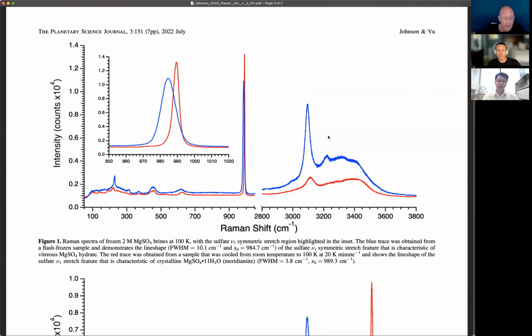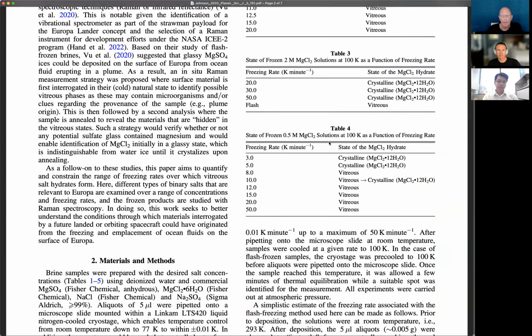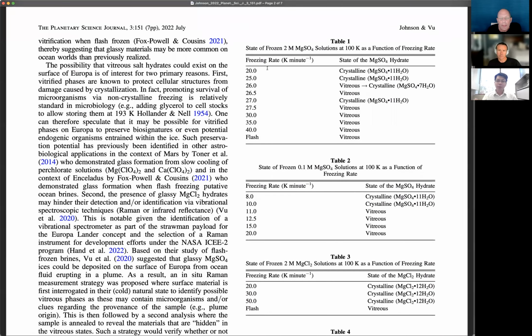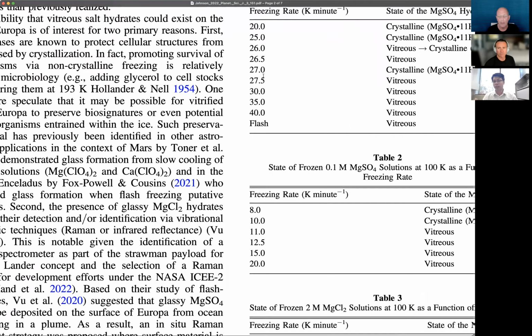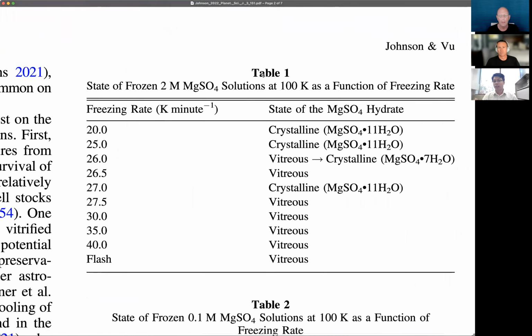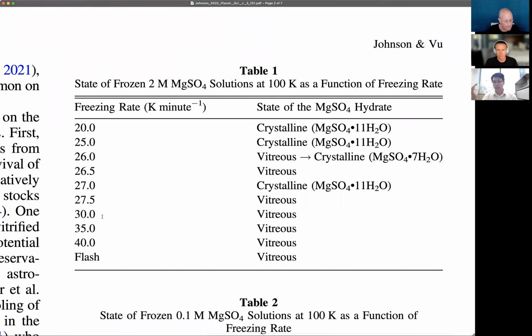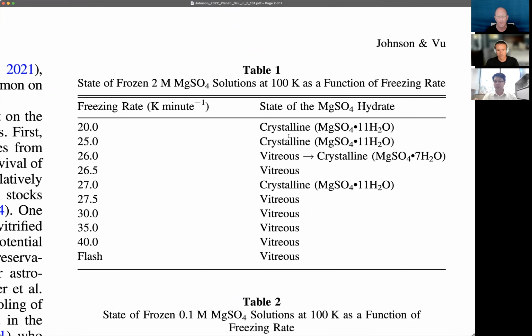Now if you go back to table 1, we repeat this experiment over a range of freezing rates and determine the critical point at which you cross into crystalline versus vitreous formation. In this particular case, when we get to 30 degrees per minute freezing rate and above, you tend to make glass. Below 25, we consistently make crystalline.